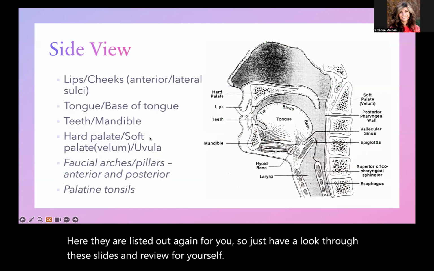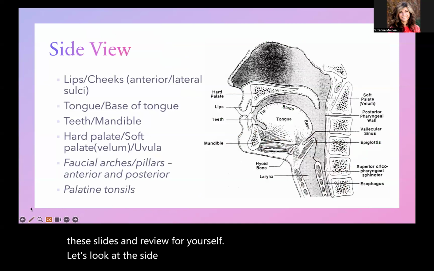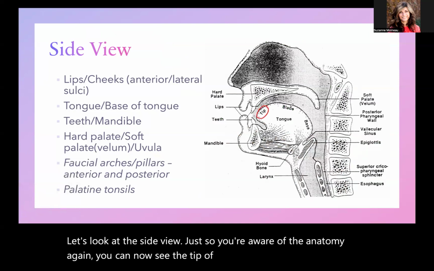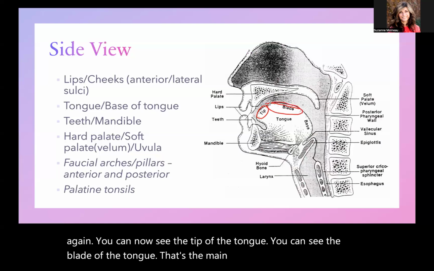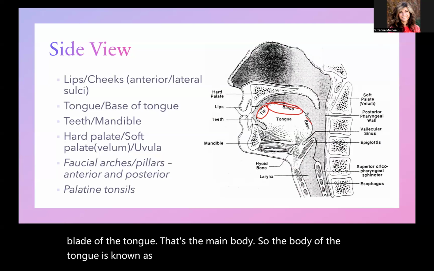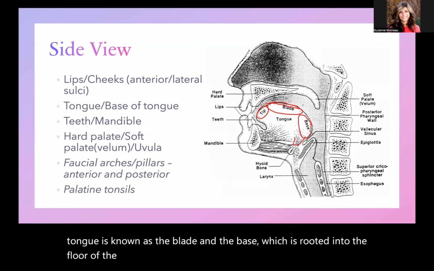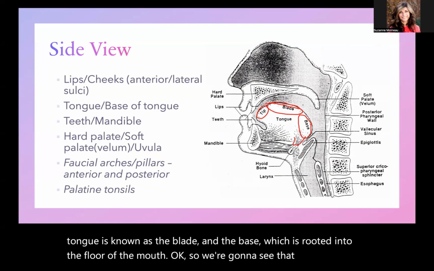Let's look at the side view, just so you're aware of the anatomy again. You can now see the tip of the tongue. You can see the blade of the tongue. That's the main body. So the body of the tongue is known as the blade, and the base, which is rooted into the floor of the mouth. Okay, so we're going to see that rooted well into the floor of the mouth.